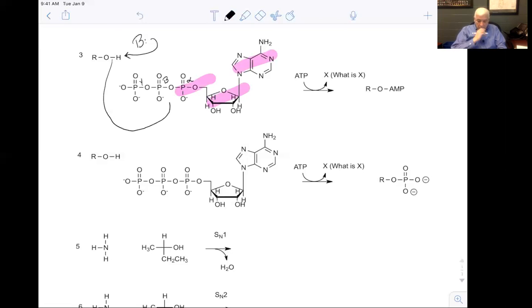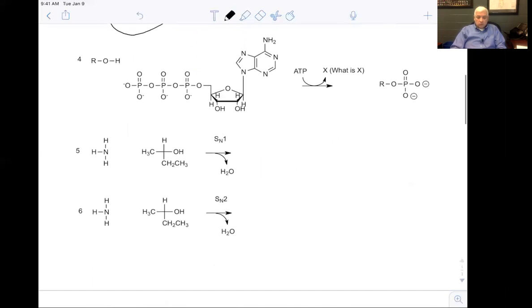Okay, and so what we're going to do is attack and make the connection. The electrons will kick up, the electrons will kick down. What falls off is PPi. And what we've connected is the RO to AMP. And so that would be an attack at an alpha. We see alpha attacks quite often. Most often what we see is this, where one phosphate is transferred.